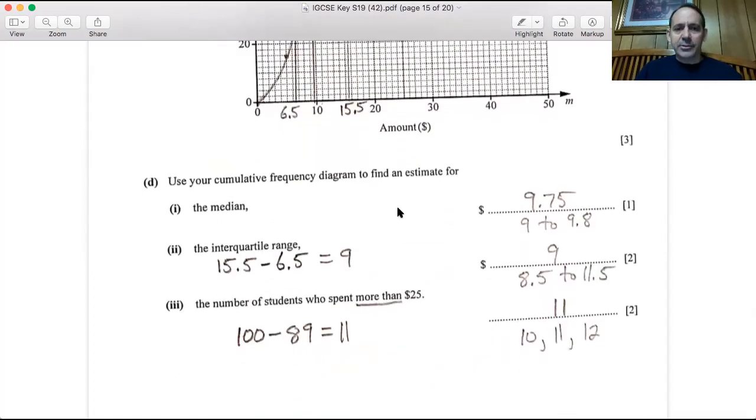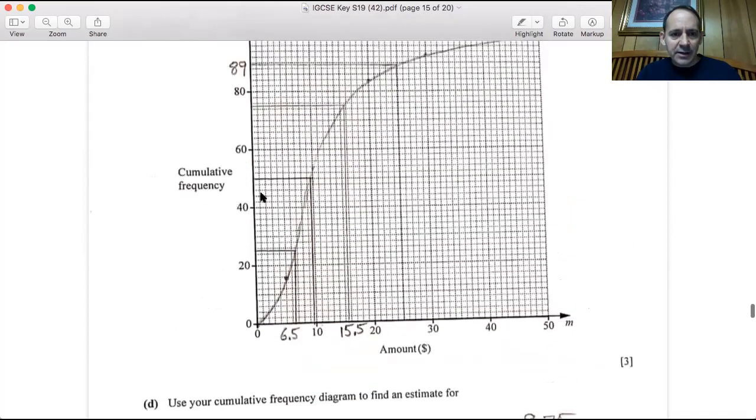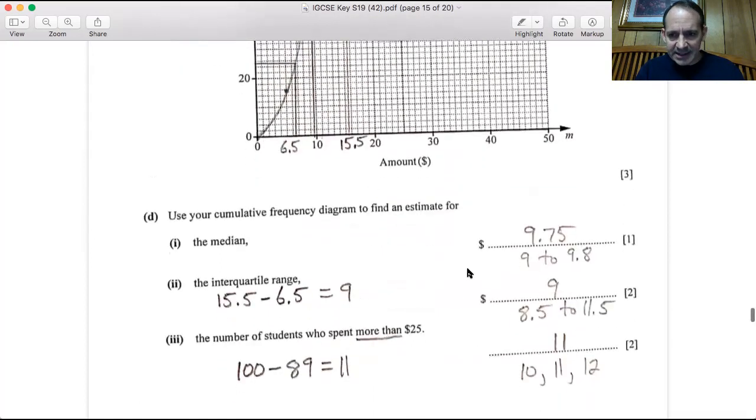Use your cumulative frequency diagram to find an estimate for the median. Median is middle. So out of 100 students, the middle would be 50. Use your straight edge to follow the line across to your graph, and then change your straight edge perpendicular and draw it down to right here. So it's a little less than 10. I put 9.75. They allow 9 to 9.8.